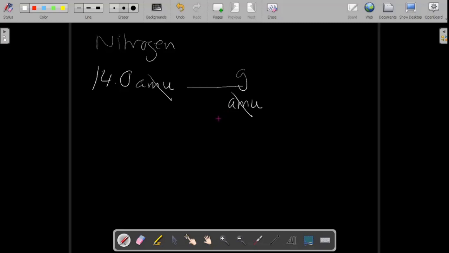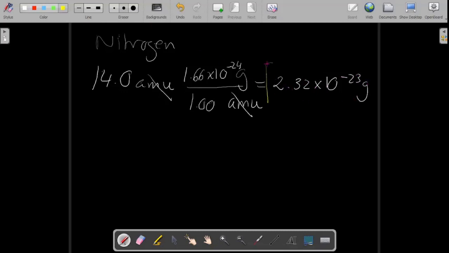They give you the factor. The conversion factor is given to you in the problem. It says that one atomic mass unit is the same as 1.66 times 10 to the minus 24 grams. So if you put this in your calculator, and by now you should be pretty good about using your parentheses and your calculator, you'll get this number, 2.32 times 10 to the minus 23 grams. This is your answer, which matches the book.